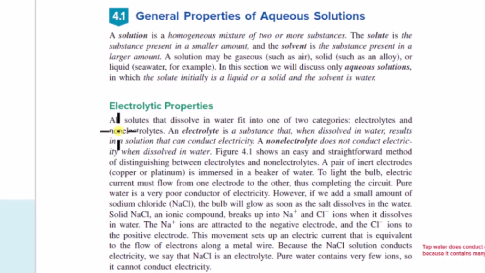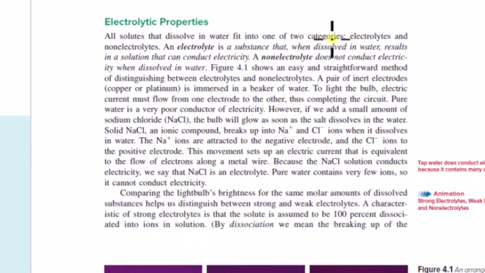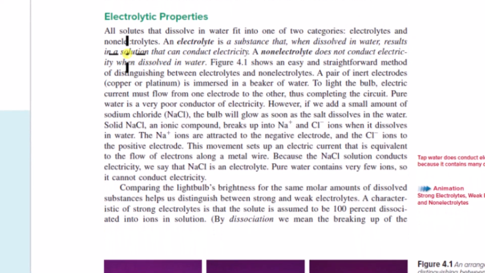So, okay, all solutes that dissolve in water fit into one of two categories: electrolytes and non-electrolytes. And something being an electrolyte, or an electrolytic property of something, doesn't just apply to water. What we're about to read here, you can think about if something is an electrolyte, if it dissolves in any substance, like oil can dissolve fats, waxes, etc. But we're focusing on water.